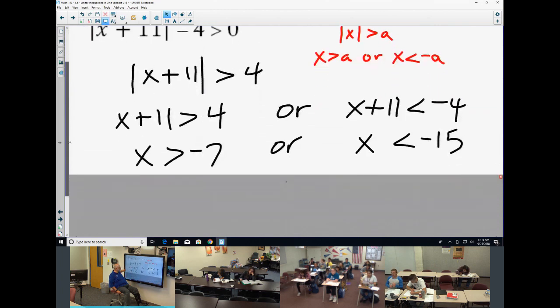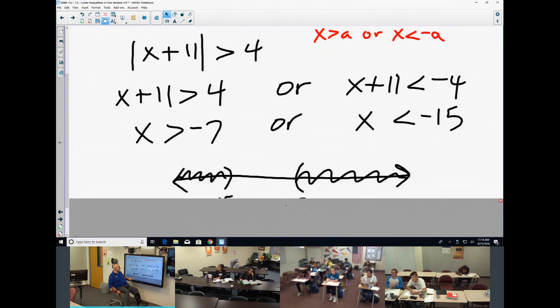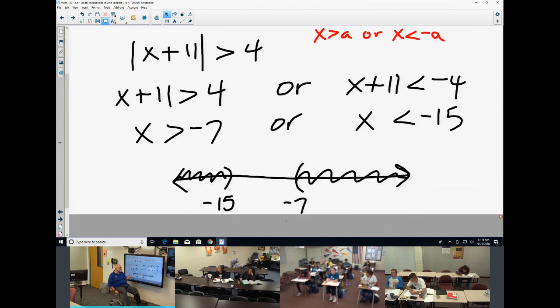All right, good. Okay, and so just to give you a visual, again, this is less than negative 15 or greater than negative 7. So again, usually the or ones are going to have 2 parts on the graph.